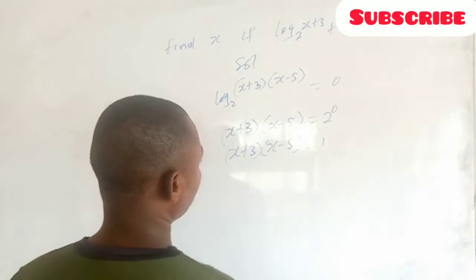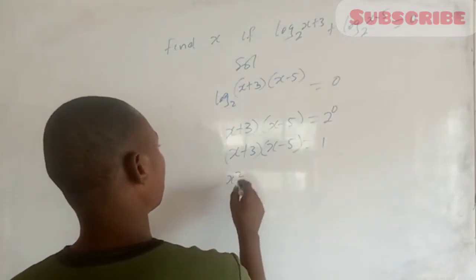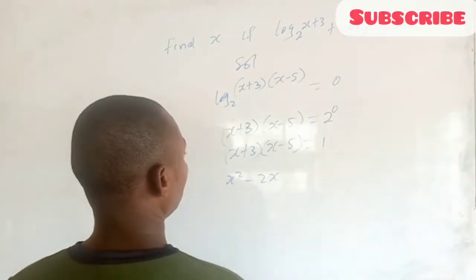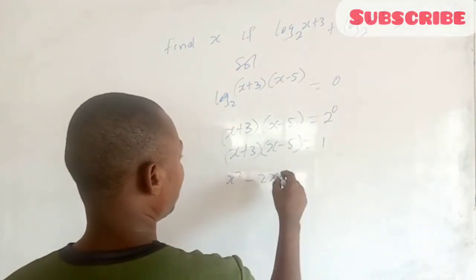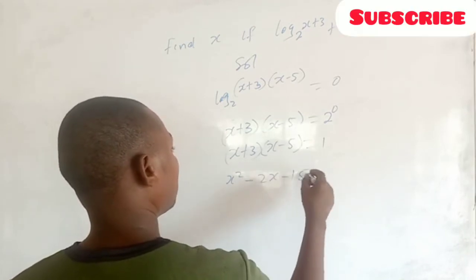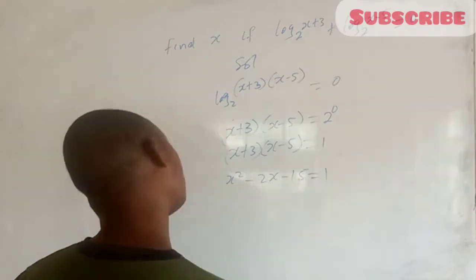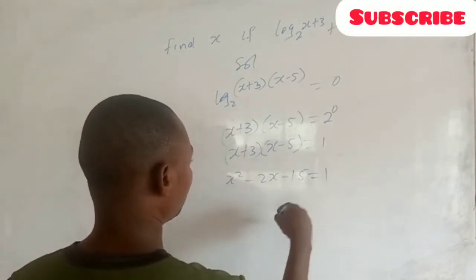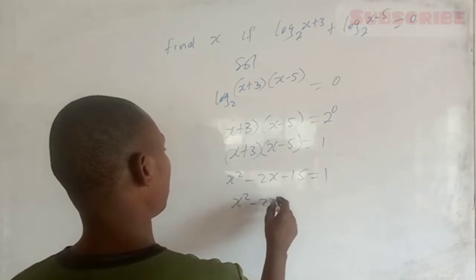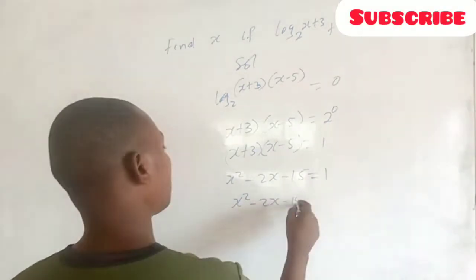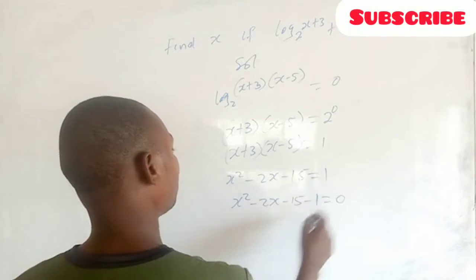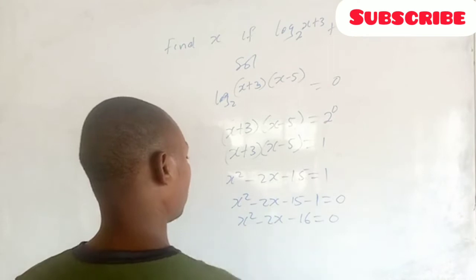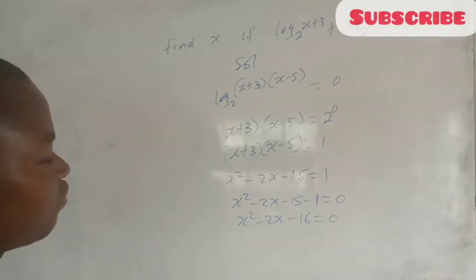So we have to open this bracket. So s squared minus 2s minus 15 equals 1. Okay, so bring this 1 in: s squared minus 2s, minus 15 minus 1 equals 0. s squared minus 2s minus 16 equals 0. So this leads us to a quadratic equation.